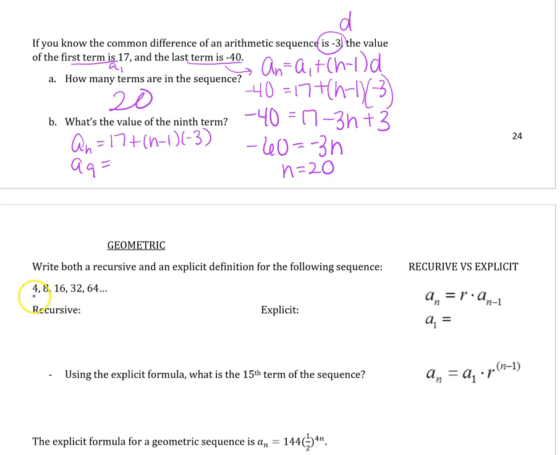Geometric. I give you a sequence, 4, 8, 16, 32, 64. I am multiplying by 2 each time. So that's my common ratio.